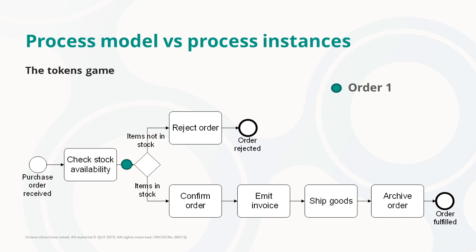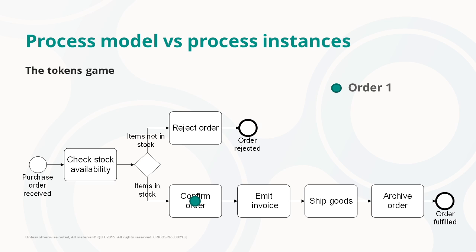And here the token will have to be routed to either of these two branches, the one marked with caption items not in stock and the other marked with caption items in stock. Let's assume that the items for order number 1 are actually in stock, which means that we send the token to the bottom branch of this model, meaning that we are now ready to start activity confirm order. And once we perform that activity, we can move on with the other activities.